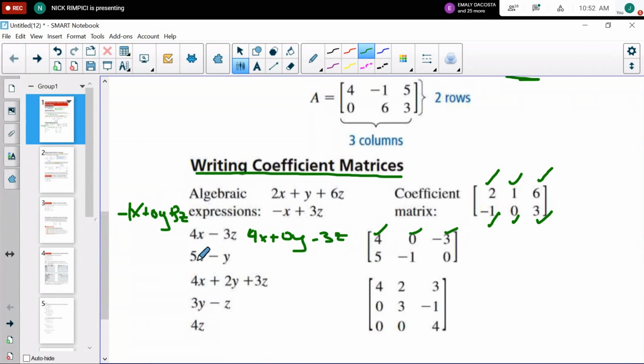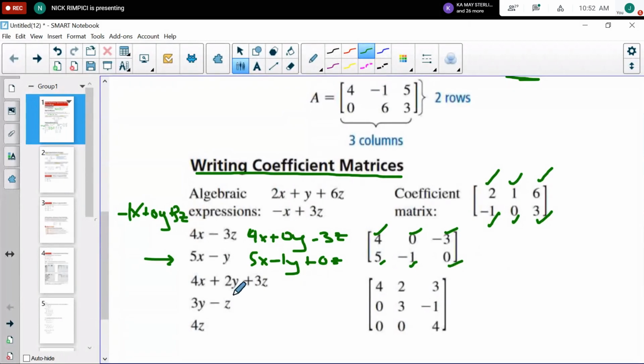Okay, somebody want to tell me what's missing in this line here? Z. Z is missing. So really, it's 5x minus 1y. I like writing the 1. I'll put the 1 there. And then 0z. Okay? So 5x minus 1y plus 0z, which means I have 5, I have -1, and I have 0. That's where those values come from.